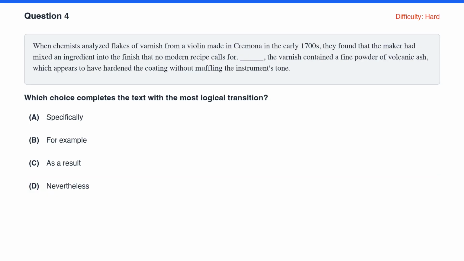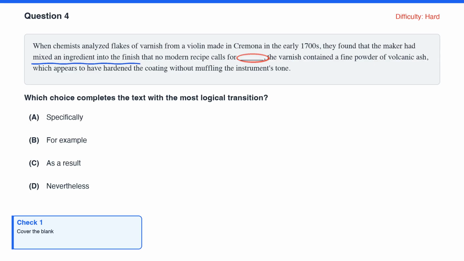Question 4, and this one is hard because two choices point the same direction. Check 1. Cover the blank. Before it, chemists found that a Cremona violin maker mixed an ingredient into the varnish that no modern recipe calls for. After it, the varnish contained a fine powder of volcanic ash, which hardened the coating without muffling the tone.